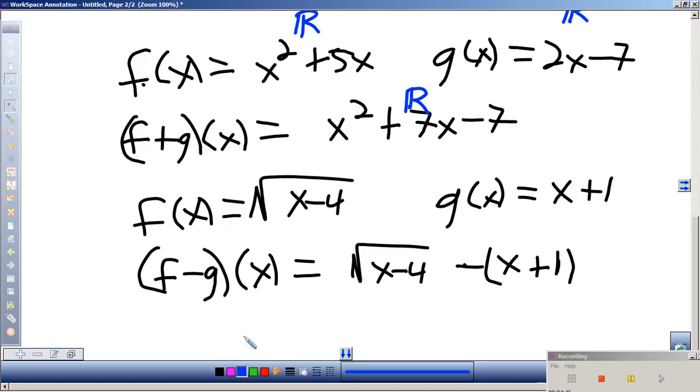What's the domain of this one? All positive, 0 and up. Is 4 included? Would 4 be included? Yes. Okay, so we can say 4 to infinity. What's the domain of this one? 4 to infinity. Okay? So when you combine them, we have to use whatever is most restricted from up here.